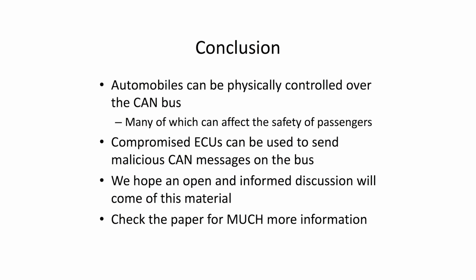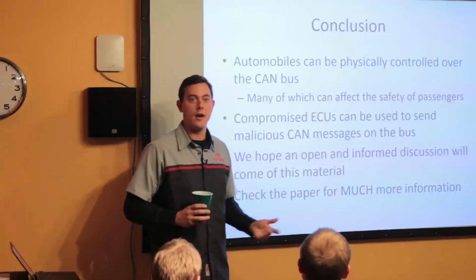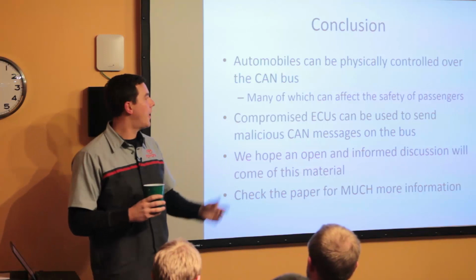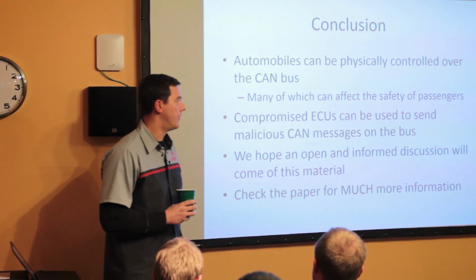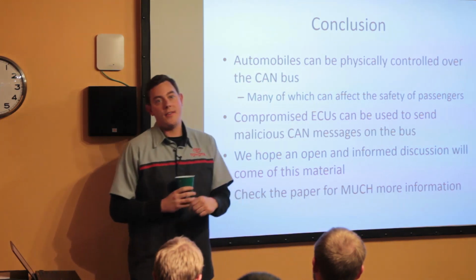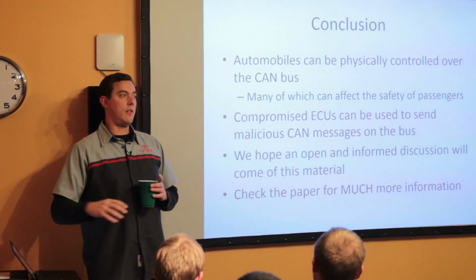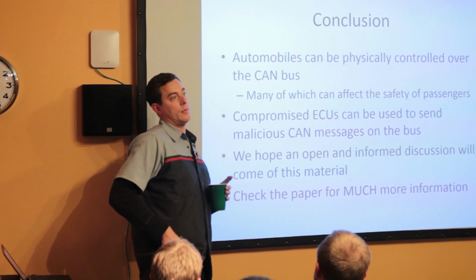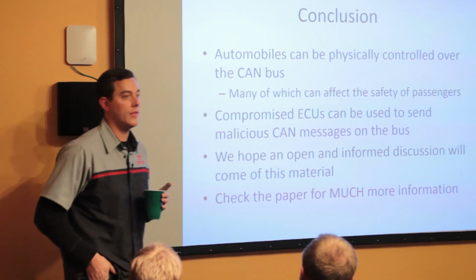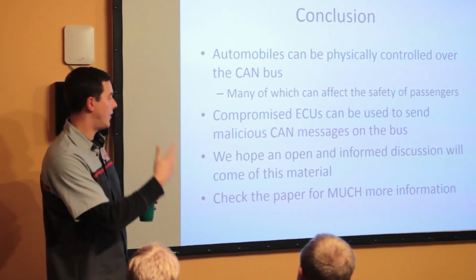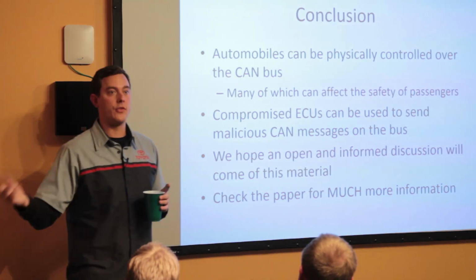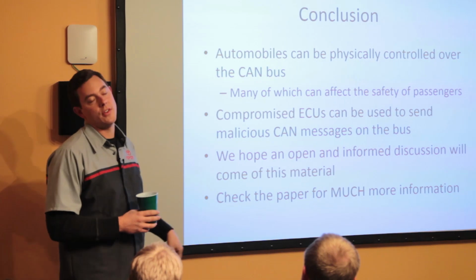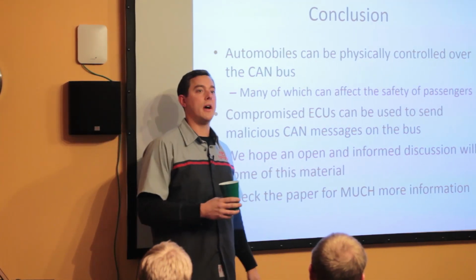Conclusions. I think we proved that automobiles can be physically controlled over the CAN network. To some, that's shocking. To many, it's not. To me, it was really cool to figure all this stuff out, and that's really why we did all this. If you compromise an ECU, generally speaking, there's not a lot of segmentation on automobile networks, at least as we speak. Compromising an infotainment system can lead to attacks like the ones we showed today, right? We're just hoping that we lower the barrier of entry.